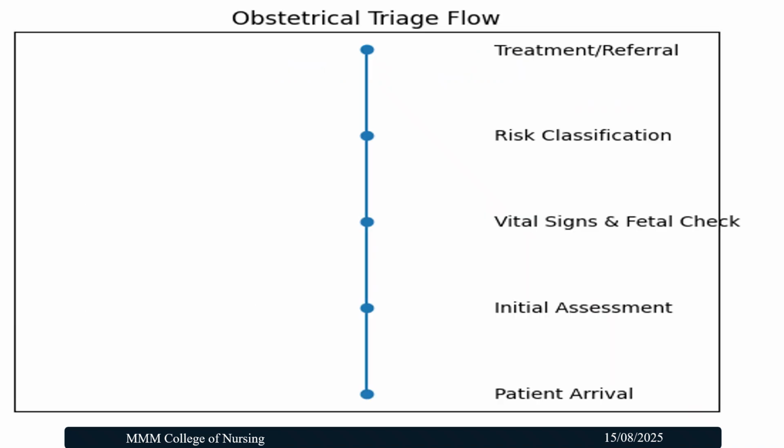This is the obstetrical triage flow. When the patient arrives to the ward or the unit, we do the initial assessment, then go with the vital signs and check the fetal heartbeat and fetal well-being, then move on to the risk classification. Based on this classification we can do the management or treatment at the institution, or if it is unable to be managed, we can refer them to the higher level referral system.